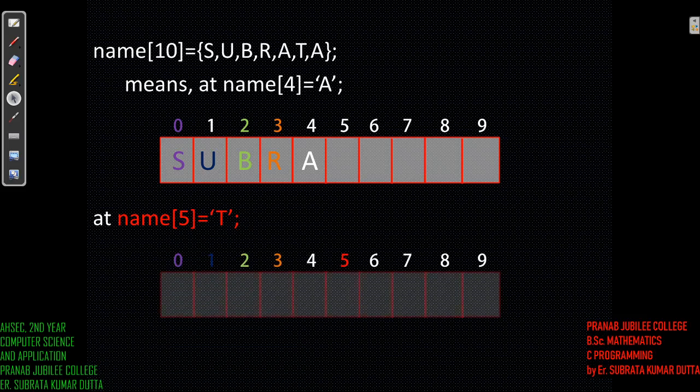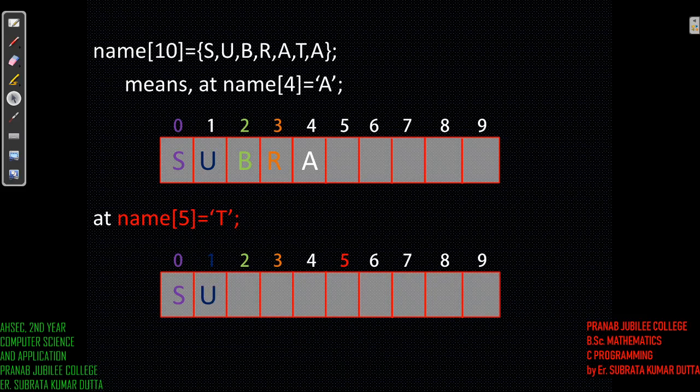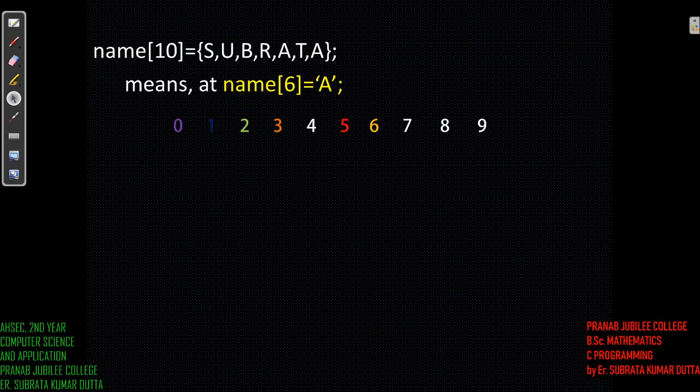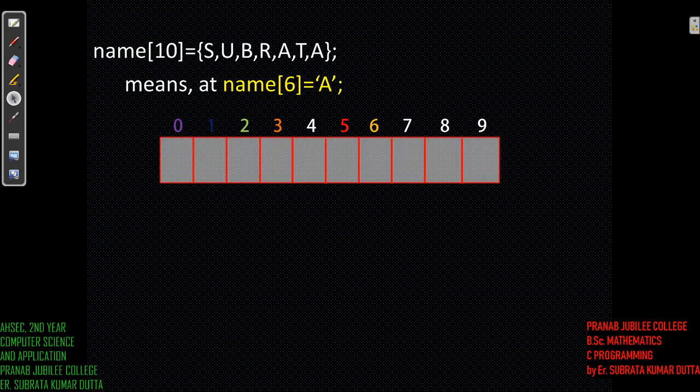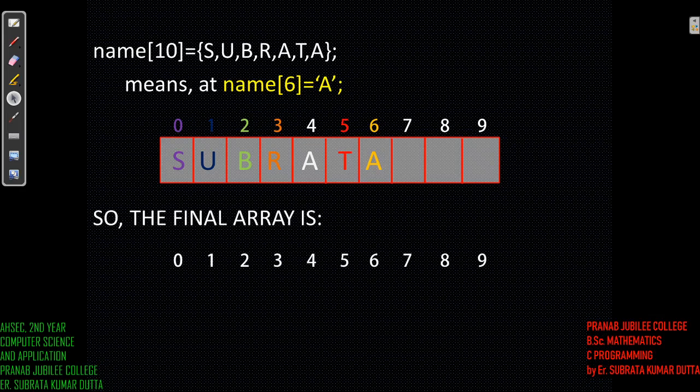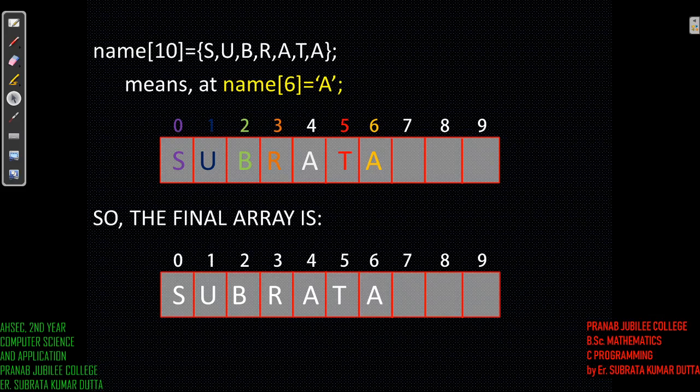Similarly A, after that T, and then at index 6 it is A, right? So the array ends here. So the final array will be this. We can enter up to the ninth index, but we are entering up to the 6th index, so it will not cause any problem. So this is, you can say, logically what is happening inside.